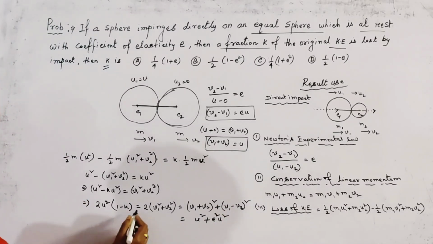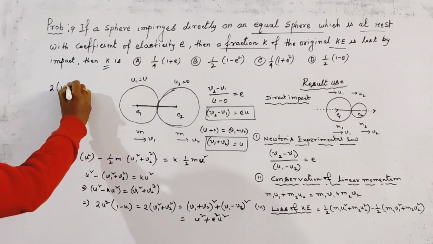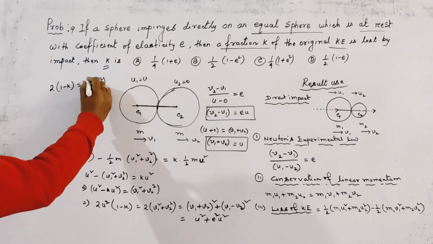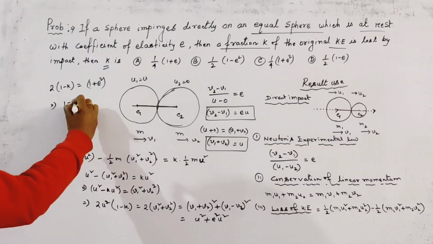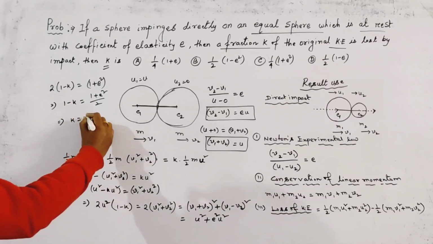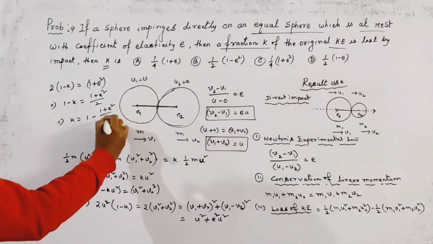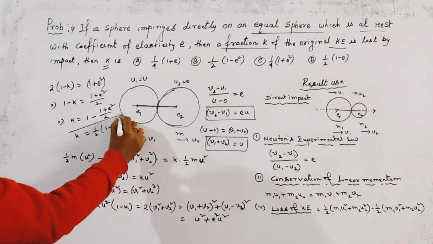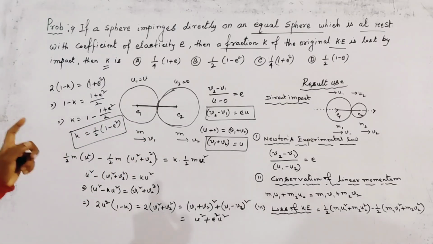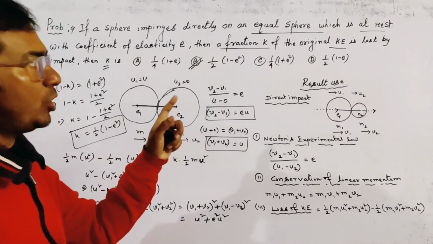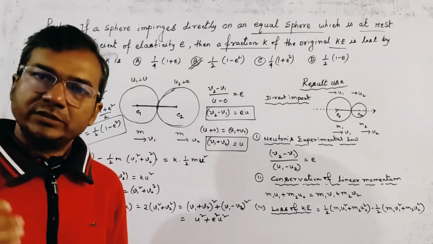Now cancel out u square from both sides and we get 2 into (1 minus k) equal to 1 plus e square. That is, 1 minus k equals (1 plus e square) by 2. So k is given by 1 minus (1 plus e square) by 2, which is half into (1 minus e square). This is the value of k, and clearly our correct option is option B. Very interesting and important problem of direct impact. Okay, thank you for watching.